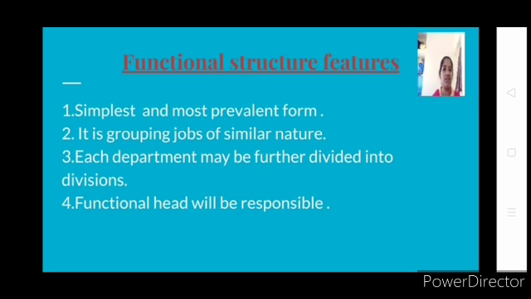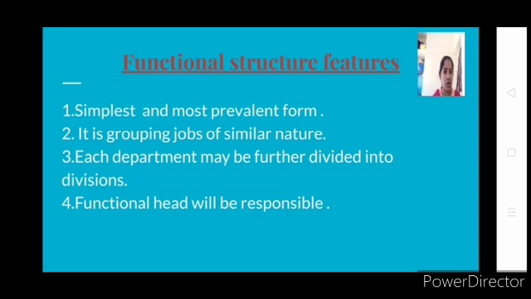Then the last one is that the functional head will be responsible for that particular department. So your purchase general manager will be responsible for the purchase of everything of an organization. It might be regarding any number of products. For example, a single company comes out with 10 types of products, but the purchase of all the required things for all those 10 types of products will be under a single head. He is called the purchase general manager.